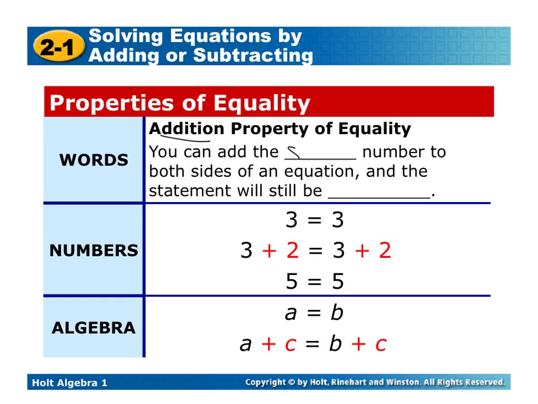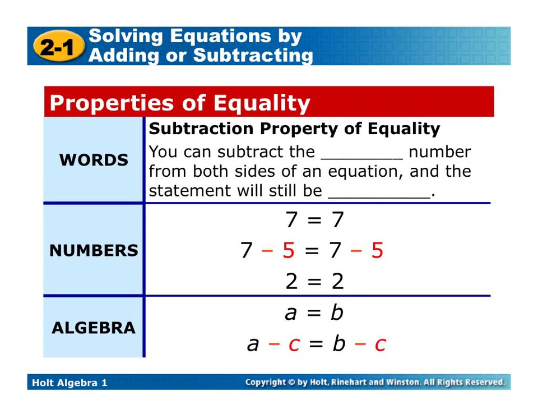If we look at properties of equality, there first is the addition property of equality, which says that you can add the same number to both sides of an equation and the statement will still be true. So for example, we know that 3 equals 3, so as long as I add the same number to both sides, my equation will remain true. Same thing with variables. If A is equal to B, if I add the same value to both sides, it remains true.